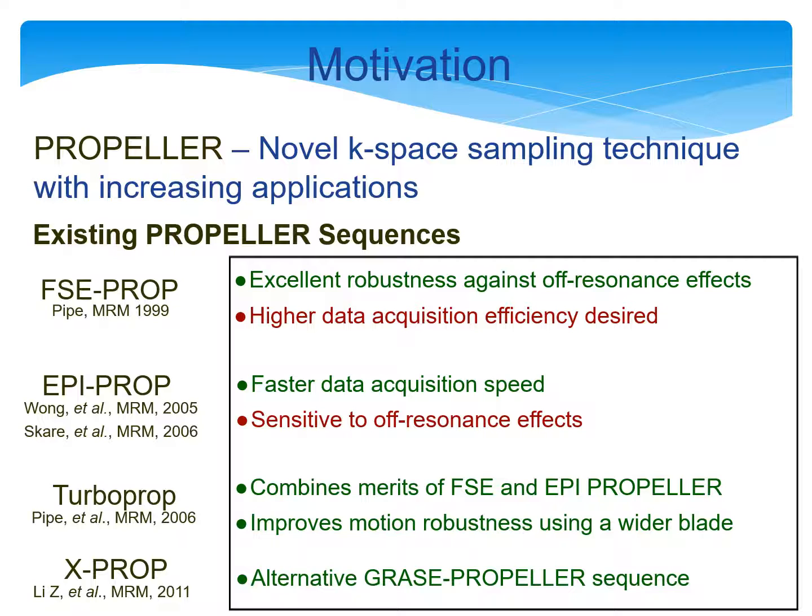Subsequently, turboprop, a gradient and spin echo based sequence, was introduced that combined the merits of both FSE propeller and EPI propeller. Additionally, turboprop also improved motion robustness using wider blades. More recently, XProp, an alternative GRASE propeller sequence, was introduced. I will discuss XProp in comparison with our technique of SteerProp later.